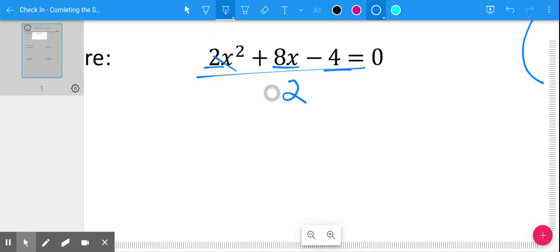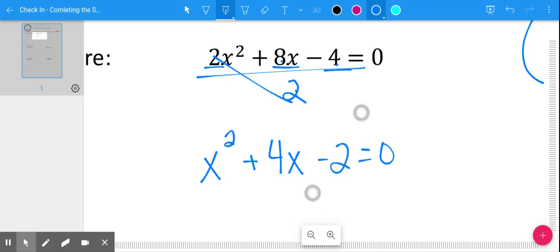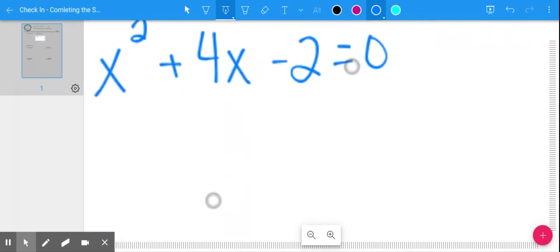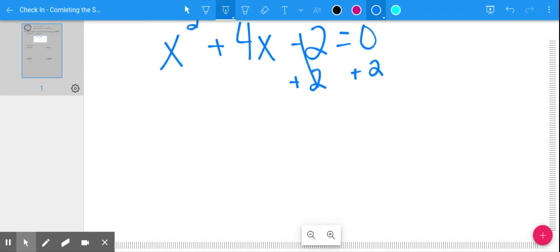When we do that, the 2's cancel out, so we'll just have x squared. 8 divided by 2 gives me plus 4x. Negative 4 divided by 2 gives me negative 2 is equal to 0. Now I can go through my completing the square steps. So we're going to start by adding the 2 over. That will cancel out, and we'll have x squared plus 4x is equal to 2.